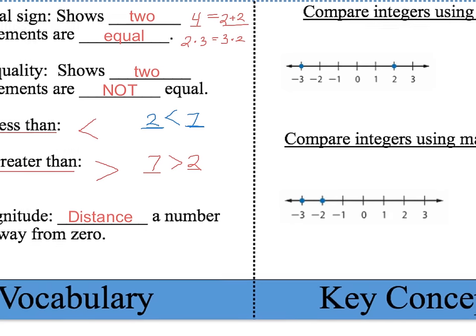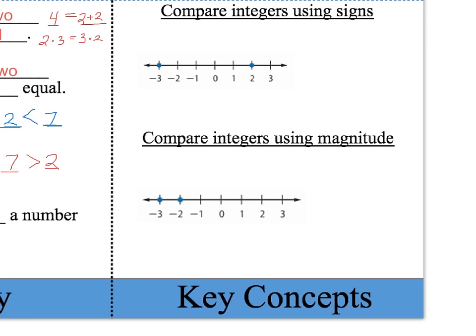So now let's go ahead and move on to our key concepts on the right-hand side of our notes. The first key concept says we're going to compare integers using signs. So anytime that you have a positive number, please know that a positive number is always greater than a negative number. Or you can think of a negative number being less than a positive number. So all positive numbers are larger than negative numbers. So if I look at my number line and I start from 0, I know that any number to the right of 0 is larger than any number to the left of 0. Anything to the right is positive, anything to the left is negative.